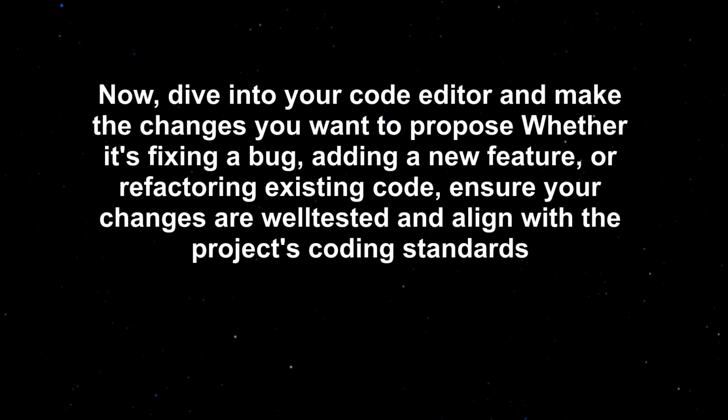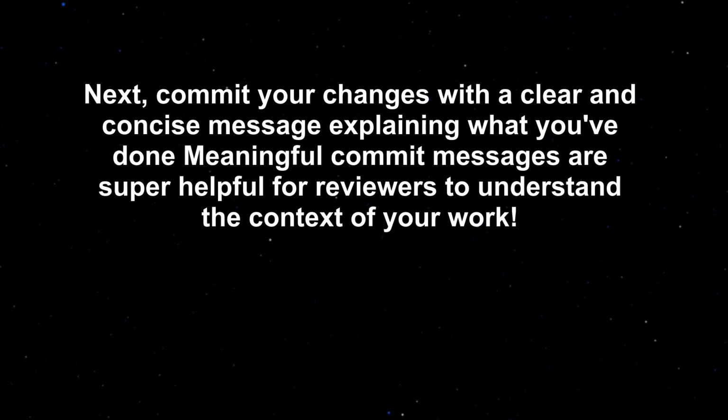Now, dive into your code editor and make the changes you want to propose, whether it's fixing a bug, adding a new feature, or refactoring existing code. Ensure your changes are well tested and align with the project's coding standards. Next, commit your changes with a clear and concise message explaining what you've done. Meaningful commit messages are super helpful for reviewers to understand the context of your work.